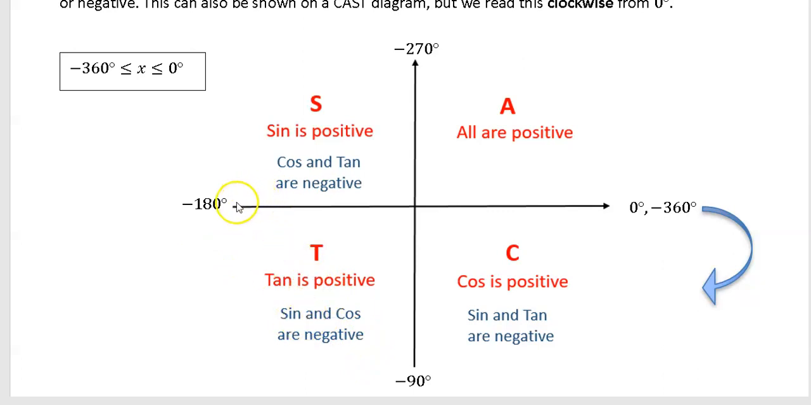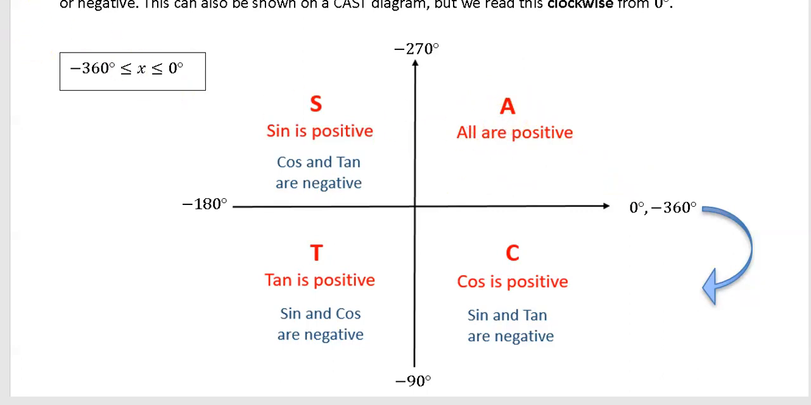Now here, between minus 180 and minus 270, sine would be positive only. The other two would be negative. But in between minus 270 and minus 360, all three of them are positive. So cos is positive, sine is positive, and tan is positive.